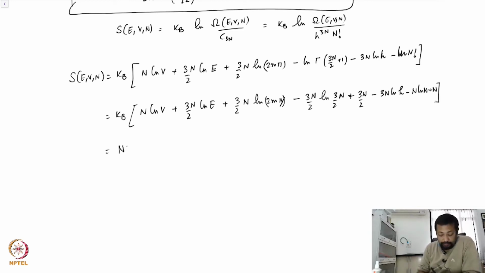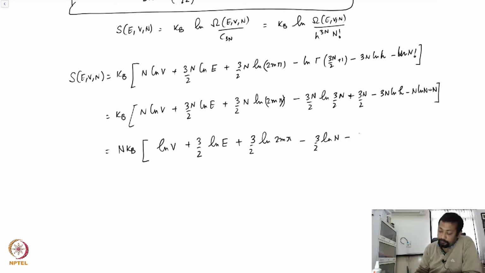So let's take n common. I have nk_B outside, ln V plus 3/2 ln E plus 3/2 ln 2πm minus 3/2 ln n minus 3/2 ln 3/2 plus 3/2. Since I've taken n outside, there is going to be plus 3/2 here, and there is going to be plus 1 here. That gives me 5/2 minus 3 ln h minus ln n. So this is going to give me nk_B.